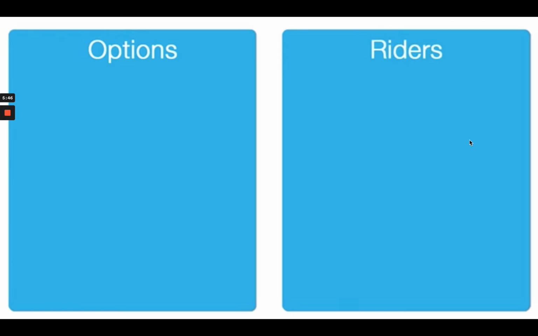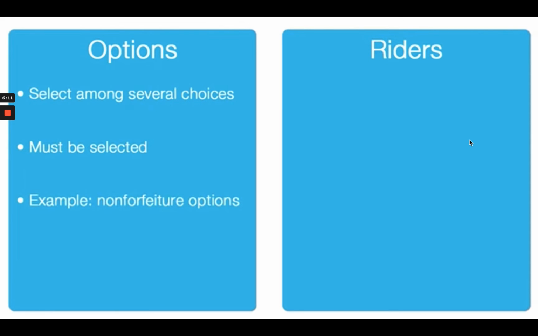Let's begin with policy options. A policy option is simply a choice that the policy owner is given of several different options which have to be selected. In other words, this is not something that's truly optional in the policy. It's just something that the policy owner is entitled to, and they have to choose from several options available to them. The non-forfeiture option is a good example.